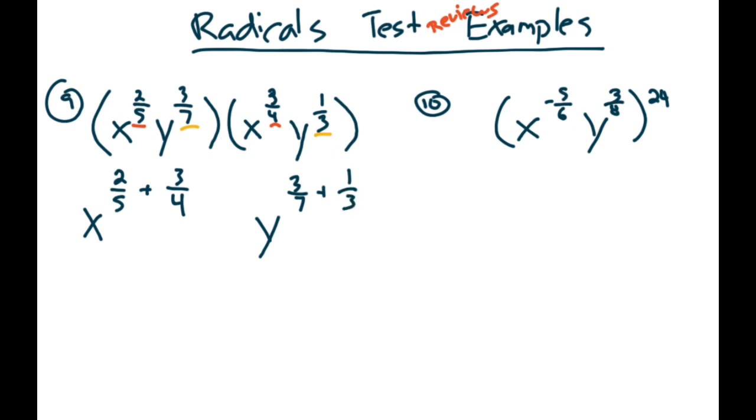Now, to add fractions, I need common denominators here, so I can't add 2/5 plus 3/4 unless the denominators are the same. I've got a 5 and a 4, so I'm going to try and make them both 20. So that means I need to multiply the first fraction by 4 over 4, and the second fraction by 5 over 5. So I'll have 8 over 20 plus 15 over 20, which is 23 over 20.